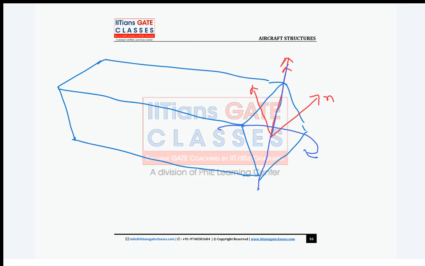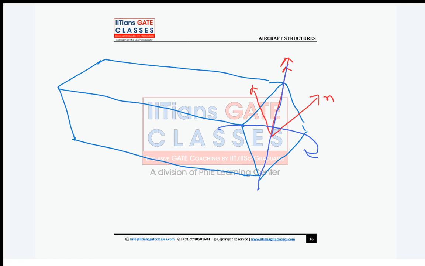Clear? So it is bending about diagonal axis, not about x, or in simple words, it's a simple bending about diagonal axis. Clear my point? This is what? Simple bending about what? Diagonal axis. Okay. So everybody, is it clear? 3D view.